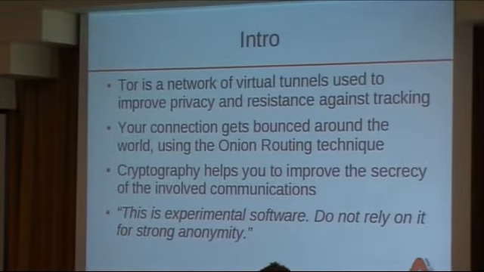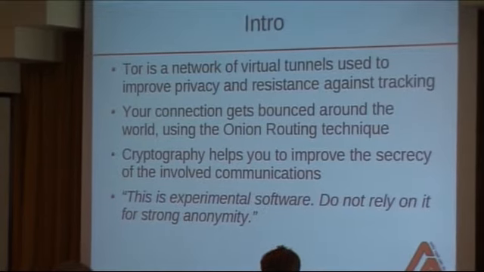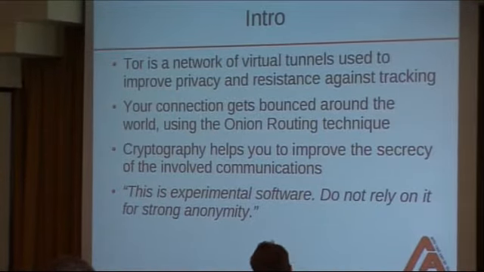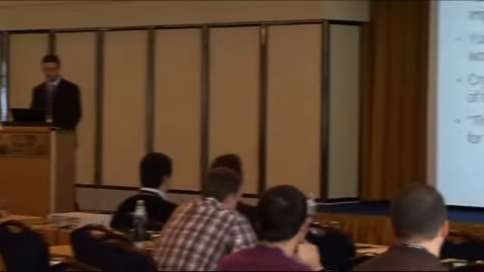Everybody knows that TOR is a network of virtual tunnels, and it's used to improve privacy and resistance against tracking attacks. And how does it work? Your connection gets bounced around the world on an overlay network built on top of the internet using the onion routing technique. There's a lot of cryptography involved, so your connections are safe and your secrecy is protected. When you start TOR, however, you can see this warning, which says this is experimental software. Do not rely on it for strong anonymity.